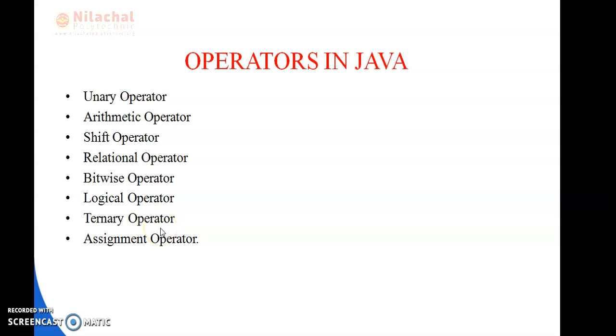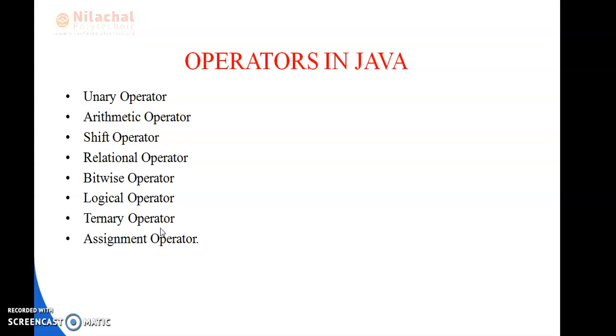Welcome students. Today we are going to discuss the different types of operators in Java. As you know, there are different types of operators available in Java: unary operator, arithmetic operator, shift operator, relational operator, bitwise operator, logical operator, ternary operator and assignment operator.